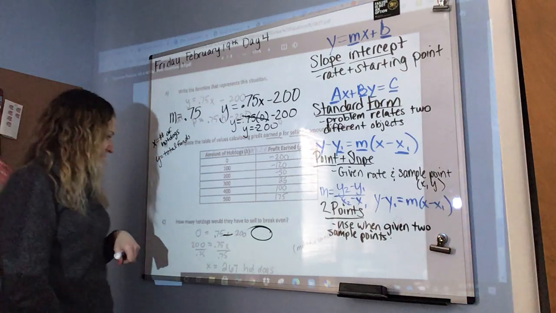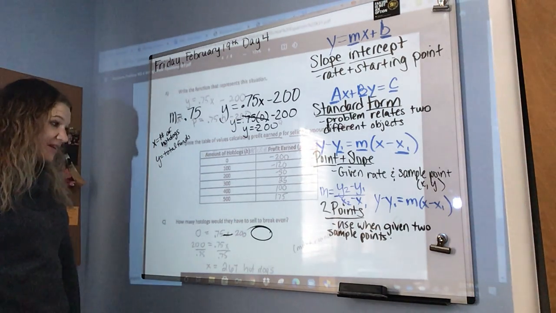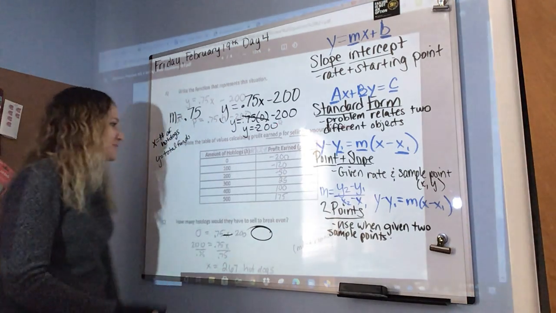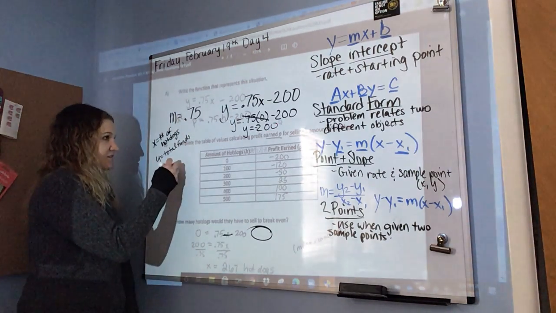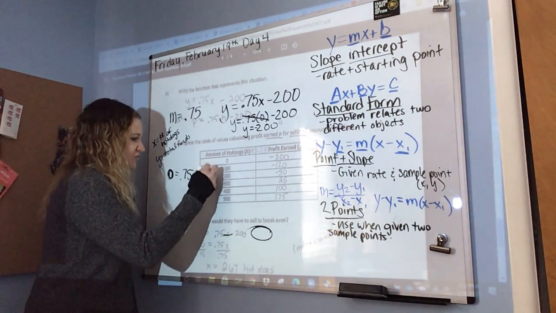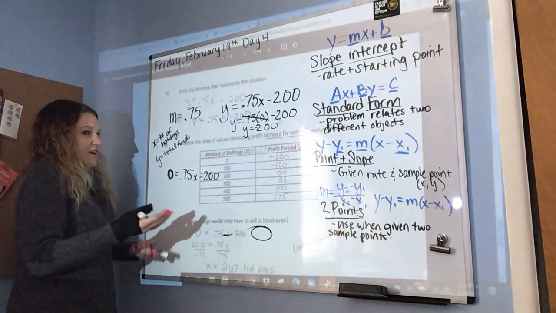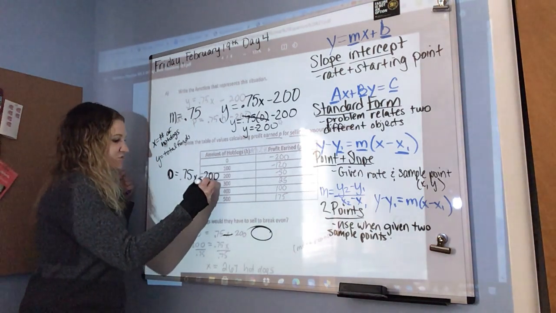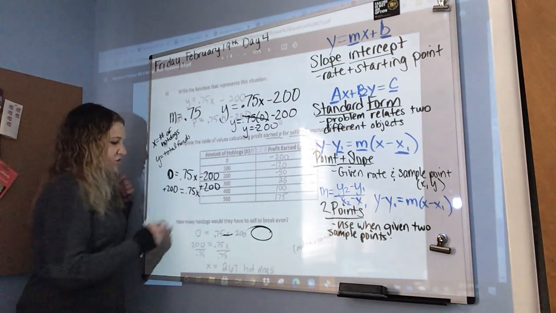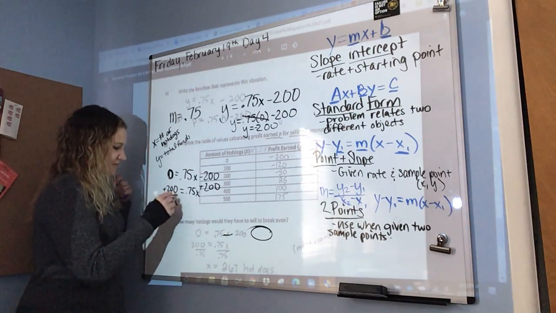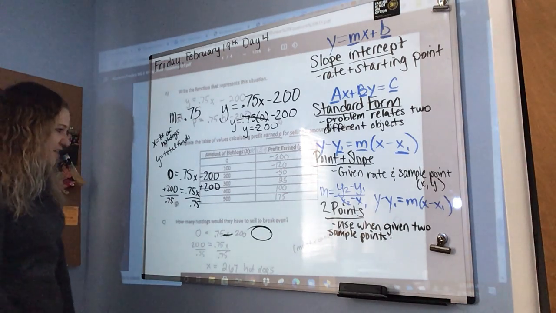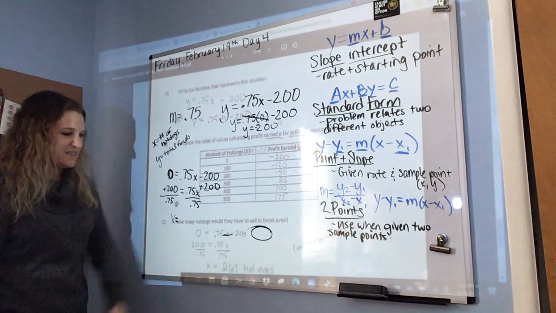How many hot dogs would they have to sell to break even? All right, well, to break even, if they already spent $200, to break even, 0 equals 0.75 x minus 200. To break even, you gotta get rid of that 200. You gotta make that $200 back. So you're gonna add 200 on both sides. And then all you have to do is divide by 0.75 to get the x by itself. And you find your answer to be 267 hot dogs.